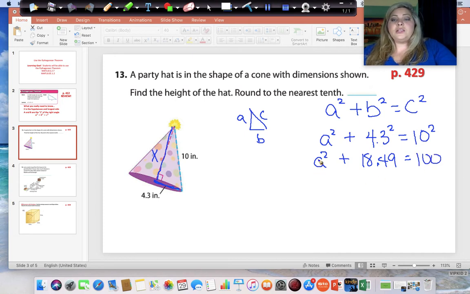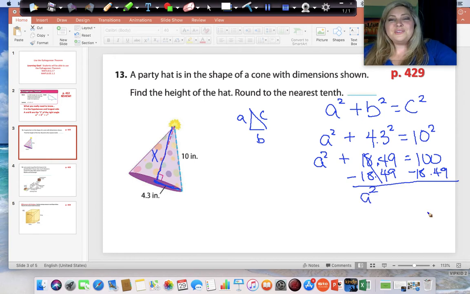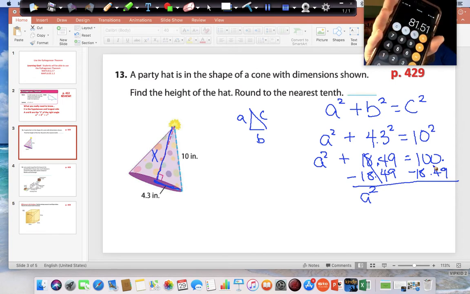Now we need to get A squared by itself, so we need to get rid of the 18 and 49 hundredths. So we're going to subtract that from both sides. Make sure you do this part in your calculator, and if you don't, be sure to line up your decimals, okay? Your decimals always go at the back of your whole number, so make sure you line up your decimals when you are adding or subtracting them. So I'm going to do this in my calculator. 100 minus 18 and 49 hundredths, and I get 81 and 51 hundredths.